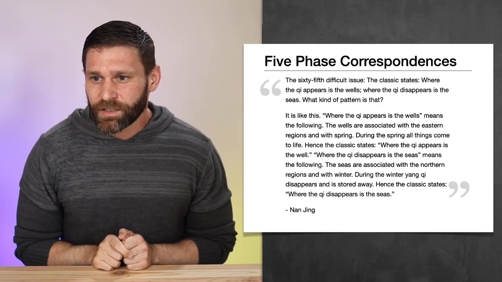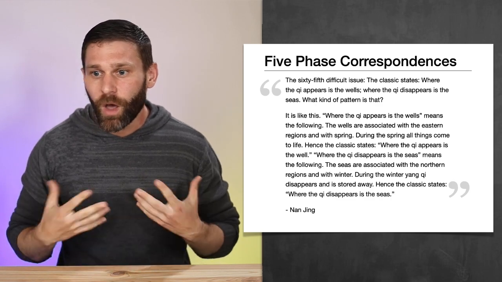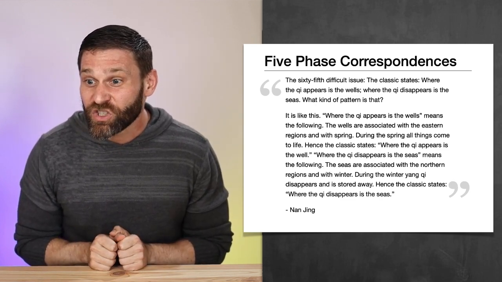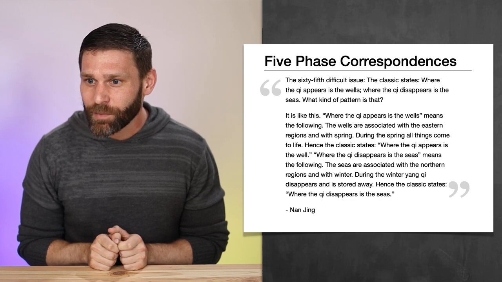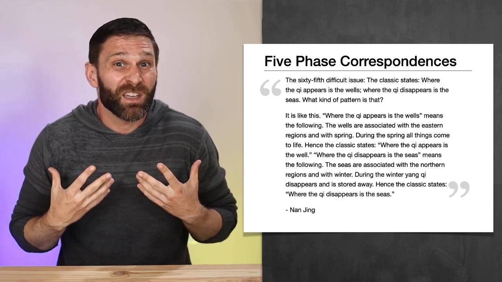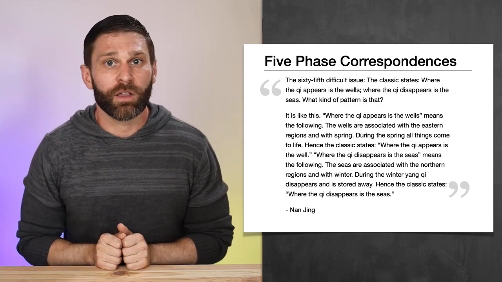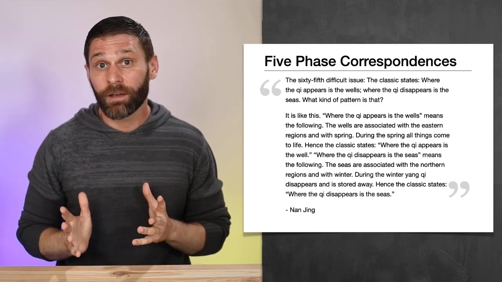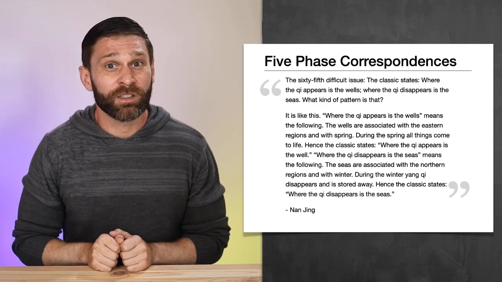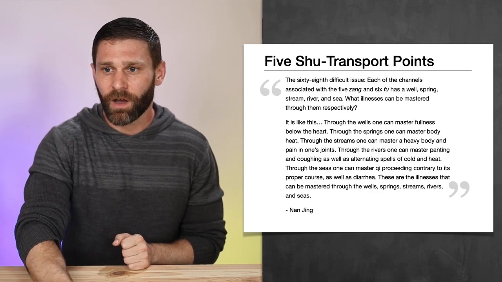And again, here we're in chapter 65 of the Neijing, and again we're saying where the qi appears as the wells means that the wells are associated with eastern regions in the spring. That's where life begins. Where the qi disappears is the seas. That means that the seas are associated with the northern regions, and it ends with winter. And that's when things die. That's when things go into hibernation. They dive deeper. And so this is just another statement about how we can explain these 5 phase correspondences on the yin channels at least. So chapters 63, 64, and 65 of the Nanjing are all talking about these 5 phase correspondences with the 5 Shu-Transport points.